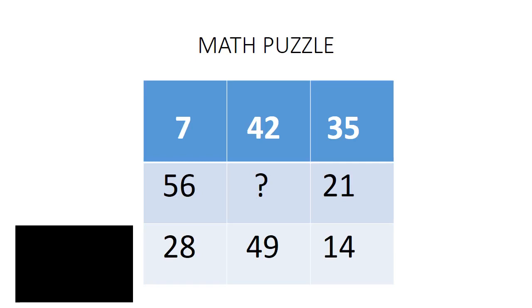Yes, the answer is 63 because these are all 7 tables answers. 1 7 is 7, 2 7s are 14, 3 7s are 21, 4 7s are 28, 5 7s are 35, 6 7s are 42, 7 7s are 49, 8 7s are 56 and 9 7s are 63.